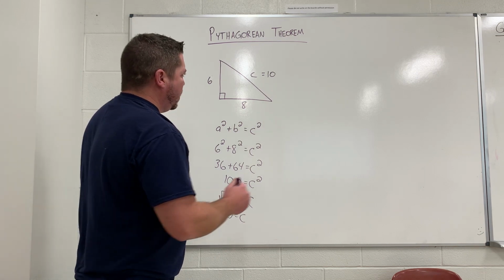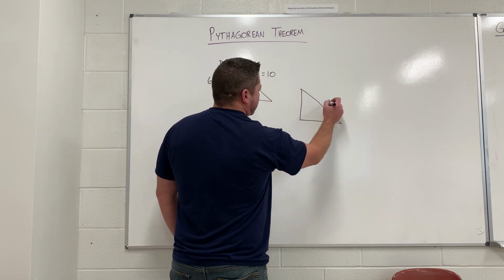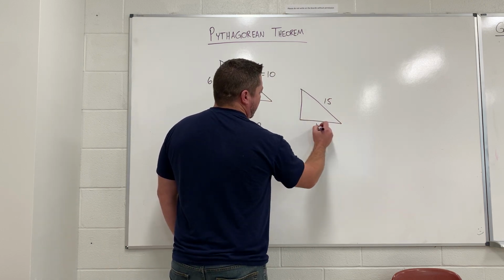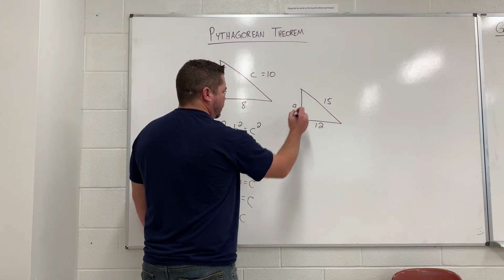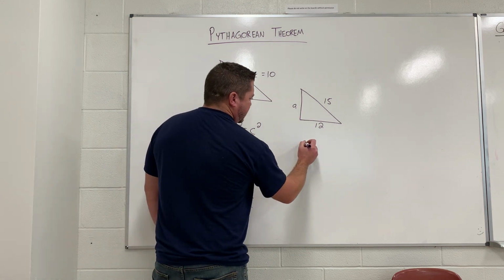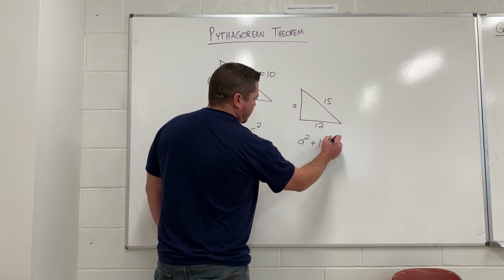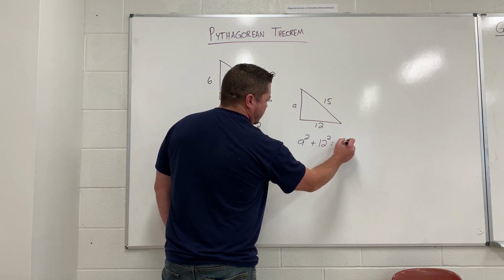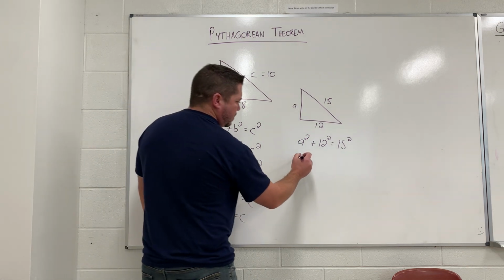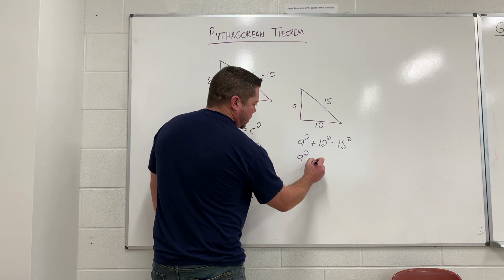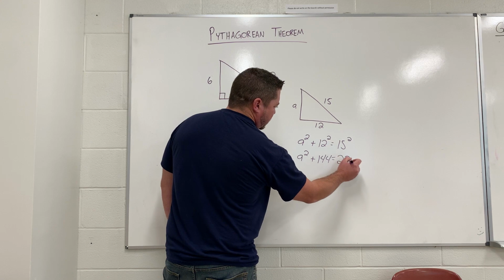Okay? If we have another one, and this time we're given C and one of the legs, we'll just call this other leg A. The same thing's going to happen, except this time it's A squared plus 12 squared equals 15 squared. Okay, and I'm going to simplify everything down. A squared plus 144 equals 225.